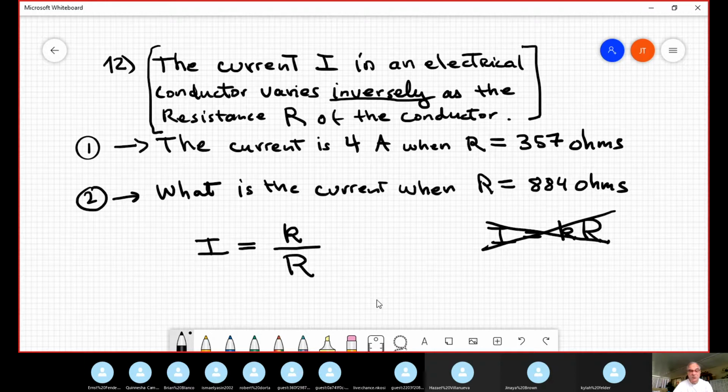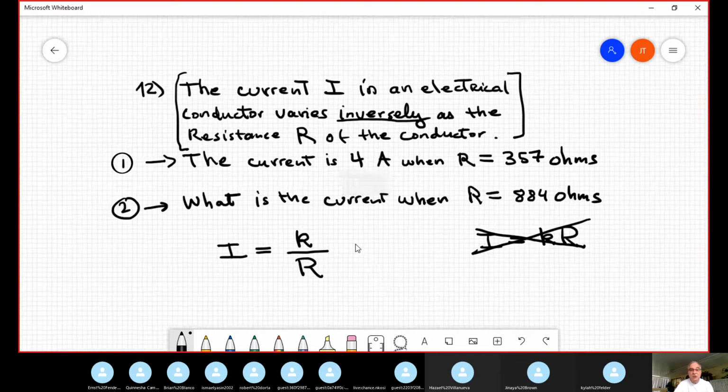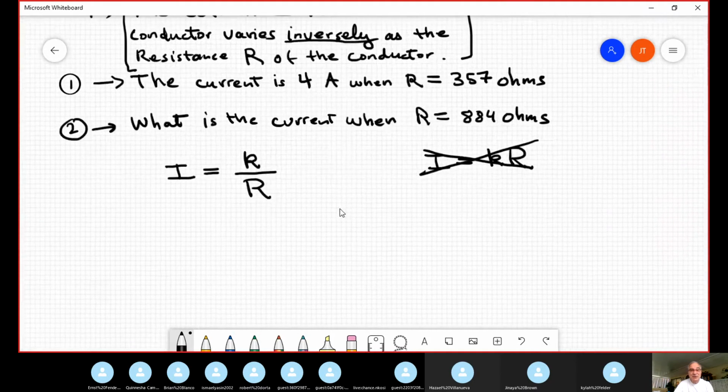It's a division. But you have no idea who is K. K is a constant that you need to find. You need to find it using the first condition. The first condition is given. Everything is given for the current of 4 in the first condition. The constant, I have no idea. The resistance is 357. I can find K. You apply a cross multiplication like that. And you put it in the calculator, of course.